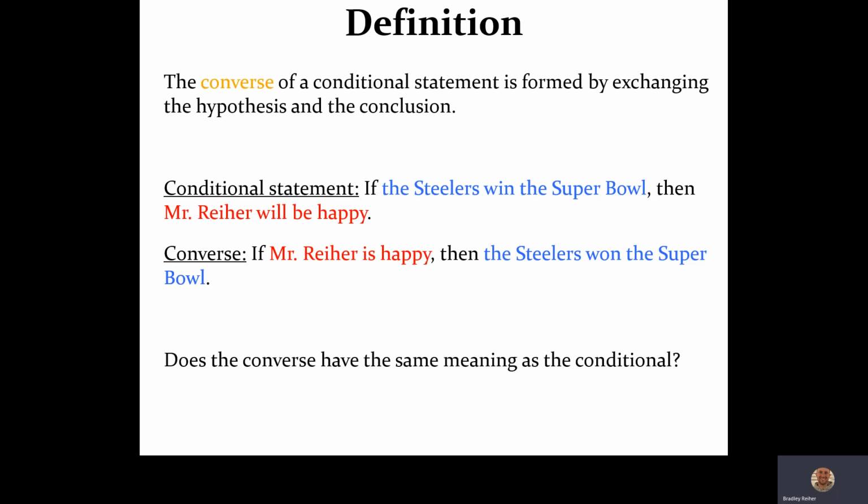What that process was called was the converse. The converse of a conditional statement is formed when you exchange the hypothesis and the conclusion. Here's a good example. Has nothing to do with math, but I think you're going to see the difference. If the Steelers win the Super Bowl, then Mr. Ryer will be happy. That's a true statement. The converse would be this. Switch the red and the blue, keep if and then where they are. If Mr. Ryer is happy, then the Steelers won the Super Bowl.